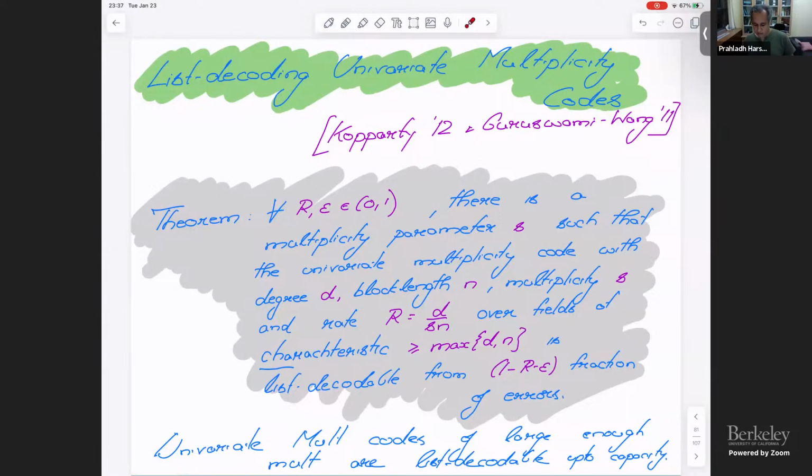Okay, so that's the statement of the theorem as we know it. Any questions before I move to give a high-level view of how this theorem is proven?